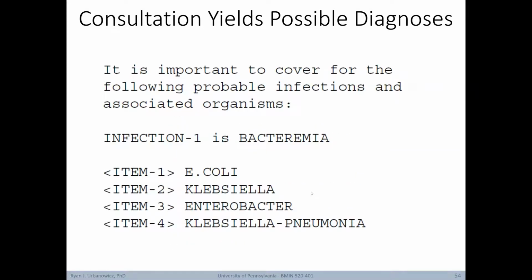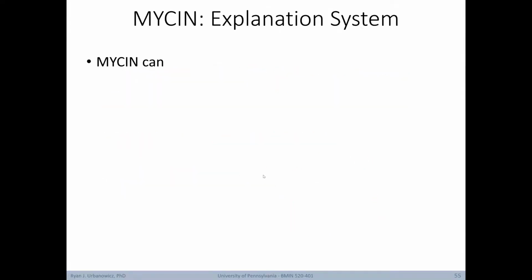Perhaps this consultation continues, or perhaps that's all the information that's needed, but ultimately the consultation should yield a possible diagnosis. So in this case, the system might report, it is important to cover for the following probable infections and associated organisms. Here the system speculates that the infection 1 is bacteremia, which could include the following organisms. Now that we've seen how the question and answer consultation works in MYCIN, let's look at the explanation system.